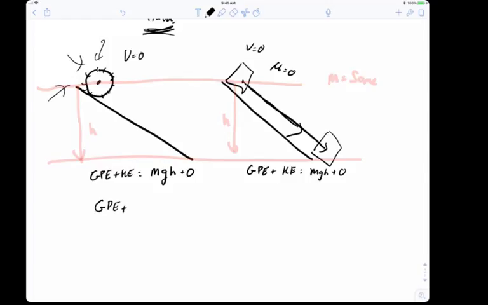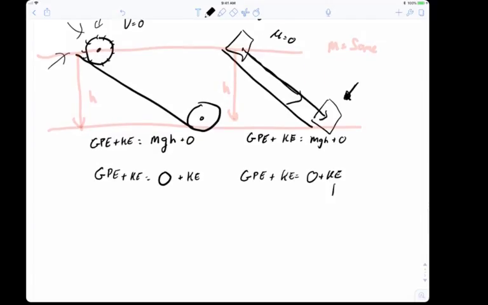Down at the bottom of the hill, GPE plus KE, there's no gravitational potential energy and there's only kinetic energy. Okay? Which is great. It tells you that both of these have the same amount of kinetic energy when they reach the bottom of the hill. Okay, so here's the fun thing. In this case, the object isn't rotating, which means that there's only one type of kinetic energy. One type. One half mv squared.